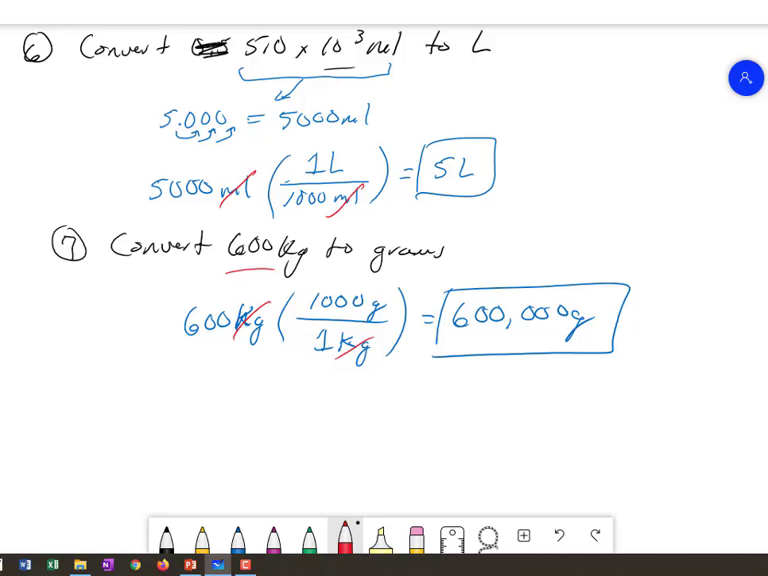Very common for students to make those types of flip mistakes where they flip things over the wrong way. So that's why I always like to do this cross cancellation. I find this a very effective way of keeping me from making mistakes.